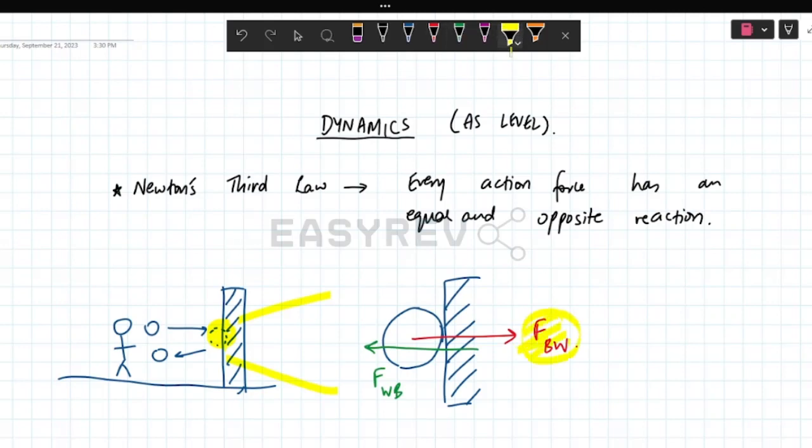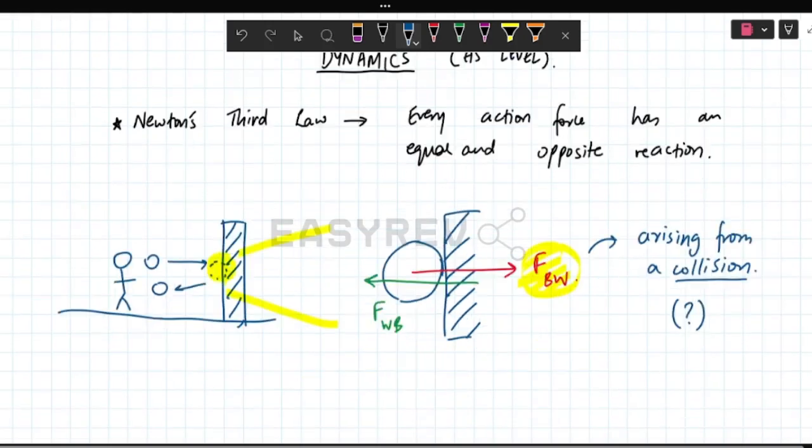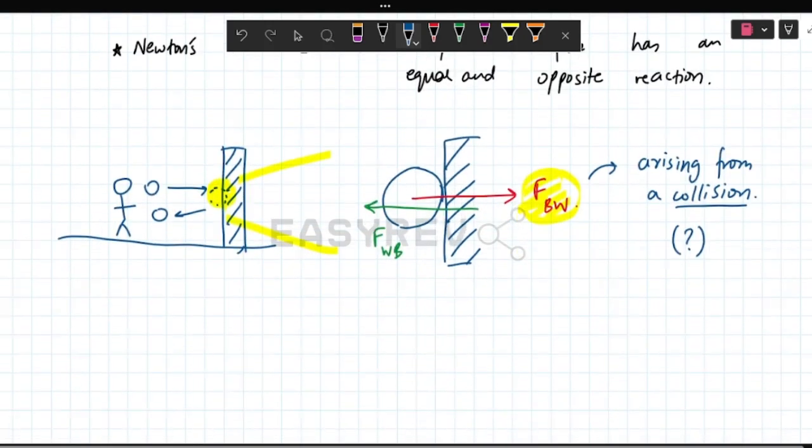Because if you notice, this force is arising from a collision. So not only is it a contact force, but it's a contact force that's arising from a collision. So now we would like to explore this a bit further. How is it that this force is arising from a collision, and what factors could influence this amount of force, right? So that's going to be our motivation from here on out, okay? So let's pause our recap from here, and now let's dive into this exploration of this collision.